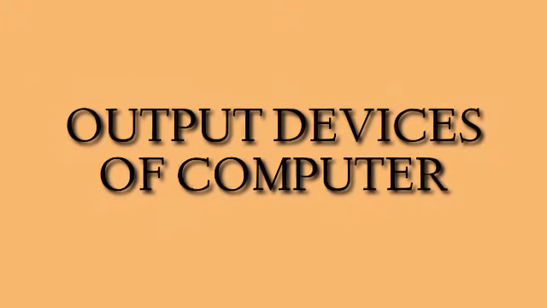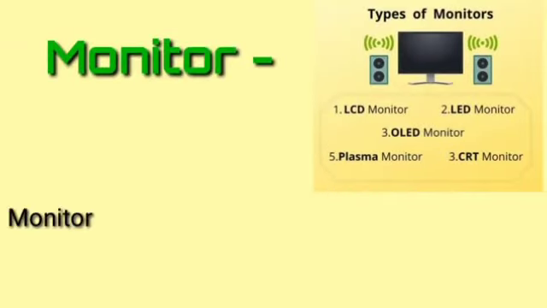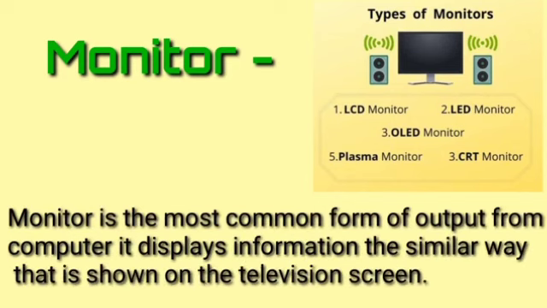Now let us see some basic output devices of computer. The most frequently used output device is the monitor. Monitor is the most common form of output from a computer. It displays the information in the same way as we can see on our television screen. There are different kinds of monitors, so let us discuss them one by one.